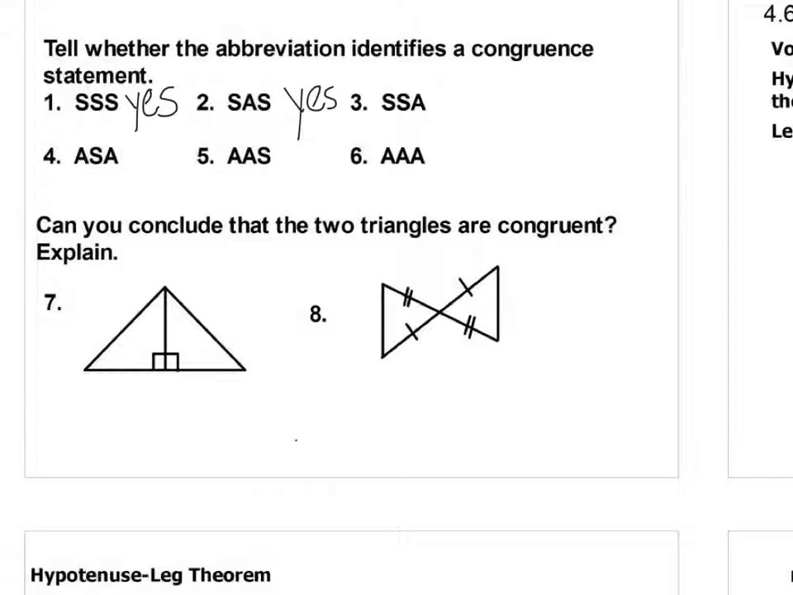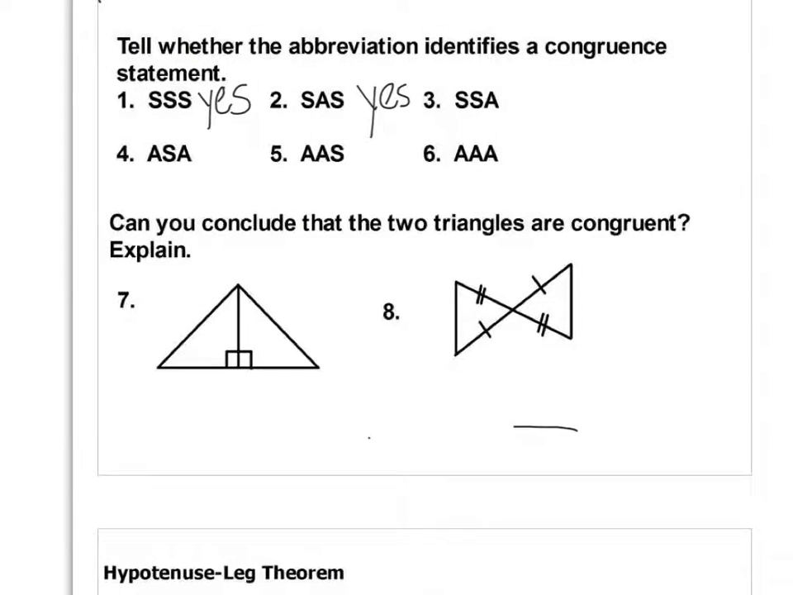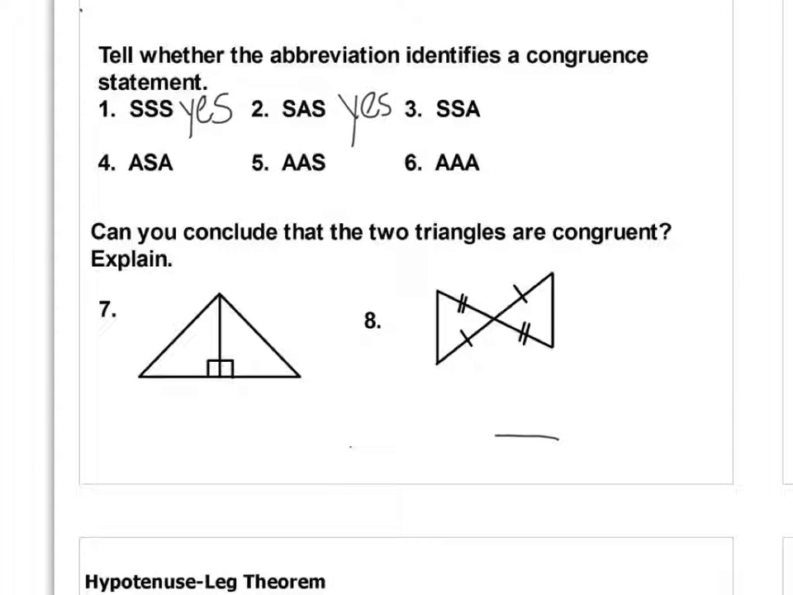How about 3? SSA? Well, no, that is not one of those ways to prove triangles are congruent. How about angle side angle? Yes. How about angle angle side? Yep, that's one. And how about angle angle angle? Nope, that is not one of the ways to prove triangles are congruent.